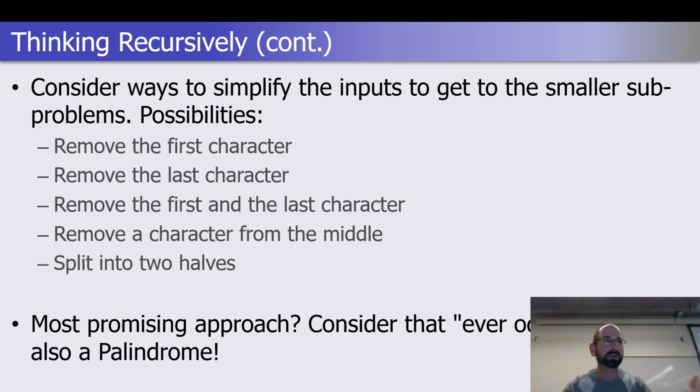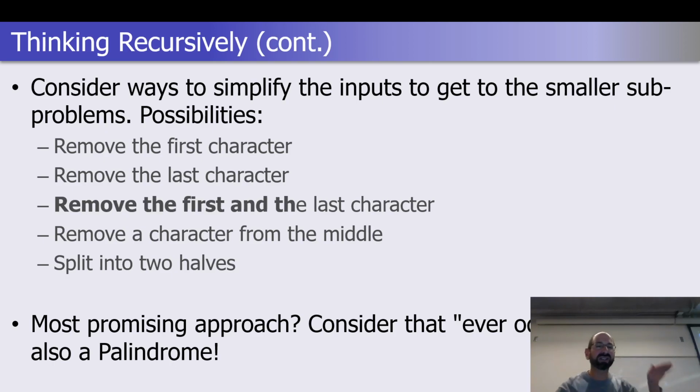The most promising, or I think the most elegant looking solution for this problem, is to consider that if never odd or even is a palindrome, then so is ever odd or eve. And that's just another one that fits in terms of English, right? By removing the first character and the last character, if the big problem string was a palindrome, then the substring we've created is also going to be a palindrome, and really all the way down.